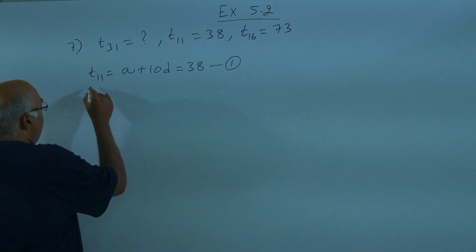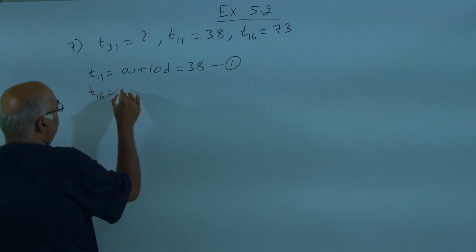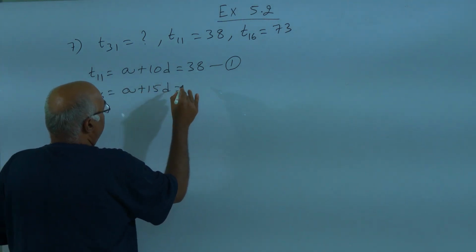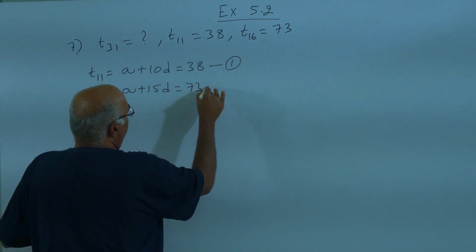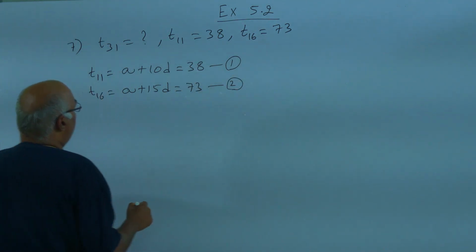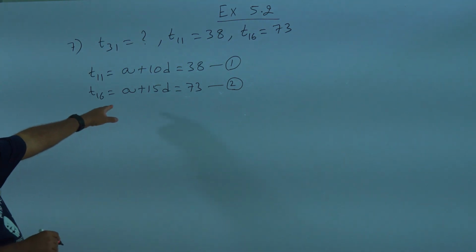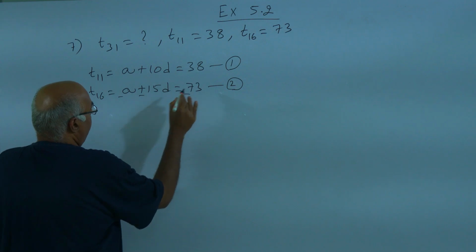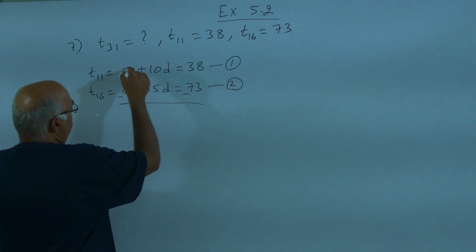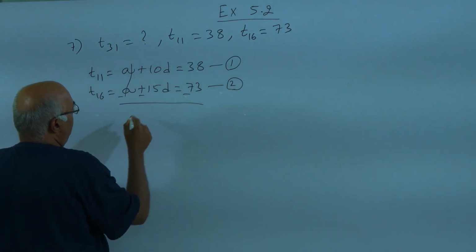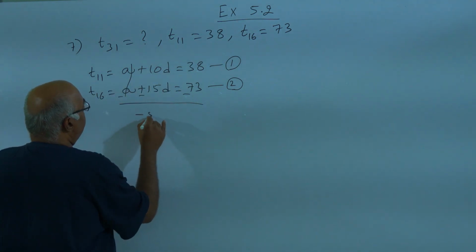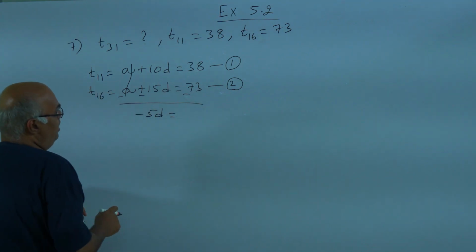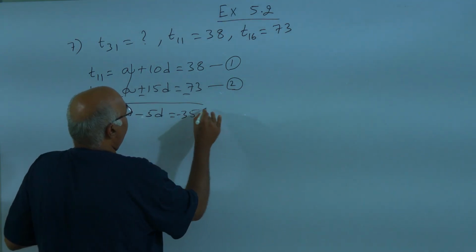In the same way, we have been given the 16th term. We know that the 16th term is nothing but a plus 15d. So this is given as 73. Let us say this is the second equation. Now we will multiply the first equation with minus 1. Now if you add these two equations, minus a and plus a will get cancelled. Plus 10d minus 15d is minus 5d. This is equal to 38 minus 73, which is nothing but minus 35.